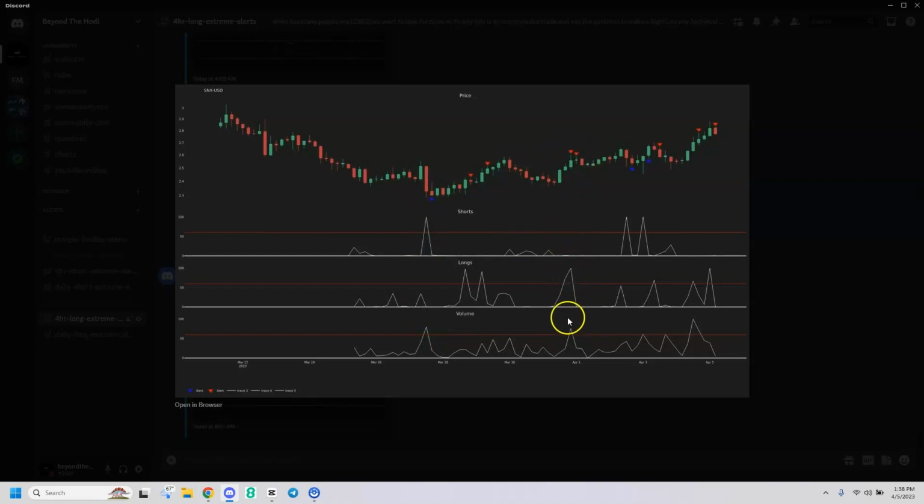And again, this is the one I like, where it's the high volume and high amount of extreme shorts or longs, right? I really like that one. As you can see here, it was extreme in volume, and then eventually right here you got the extreme in longs as well.